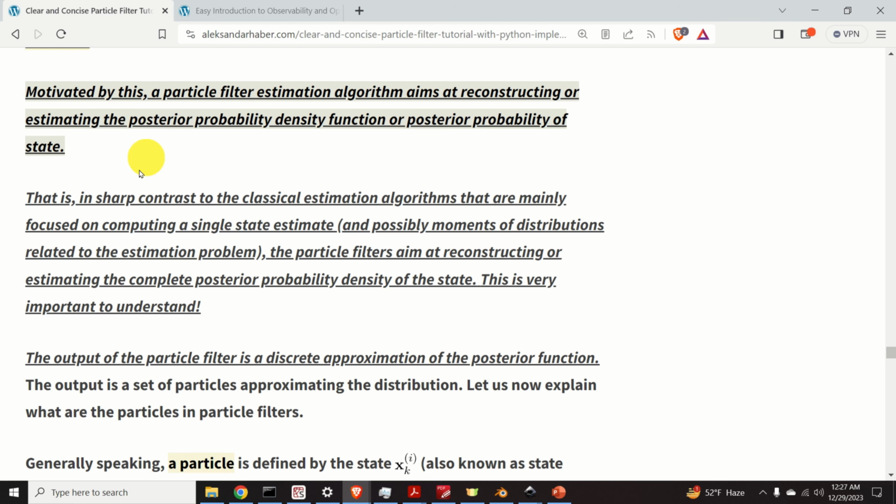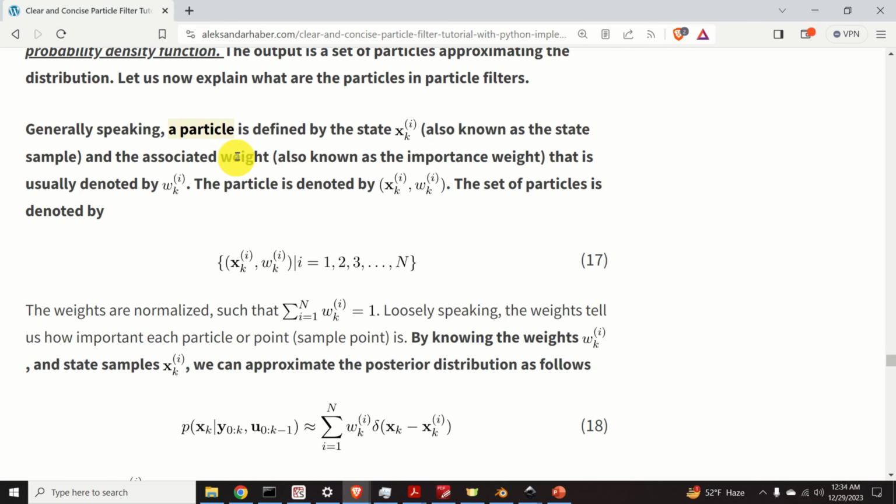The output of the particle filter is a discrete approximation of the posterior probability density function. The output is actually a set of particles approximating the distribution. Let us now explain what the particles in particle filters are. Generally speaking, a particle is defined by the state xk with the superscript i, also known as the state sample, and the associated weight, also known as the importance weight, usually denoted by wk with the superscript i. The particle is denoted like this compactly.